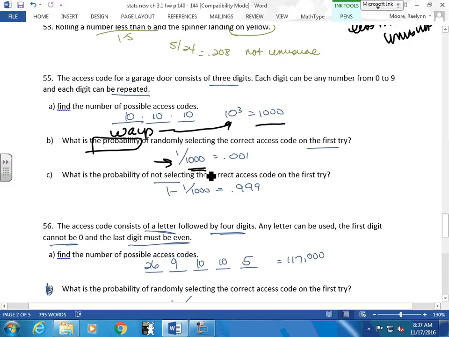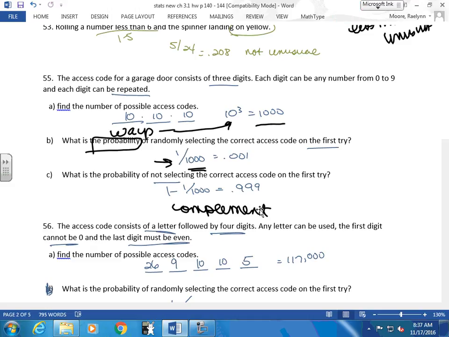What is the probability of not selecting it on the first try? Well, all of those other numbers are wrong, right? There's only one right one. So here is my complement case. I'm not going to add all those up and say there's 999 wrong answers. So 999 over 1,000, I use my complement. 1 minus that one, or 1,000 minus 1, 999 over 1,000. Now you have to think about what the problem is asking. The garage codes, only one code is going to open that.